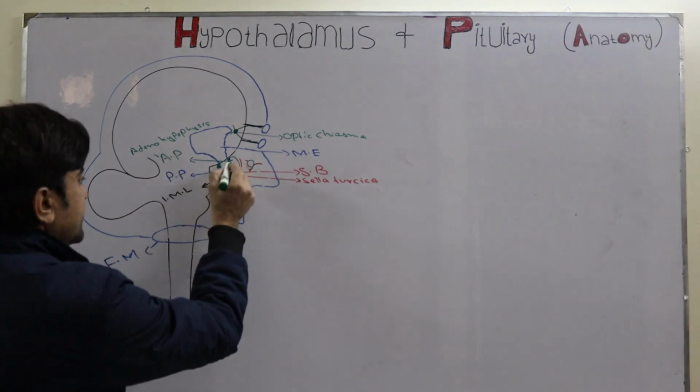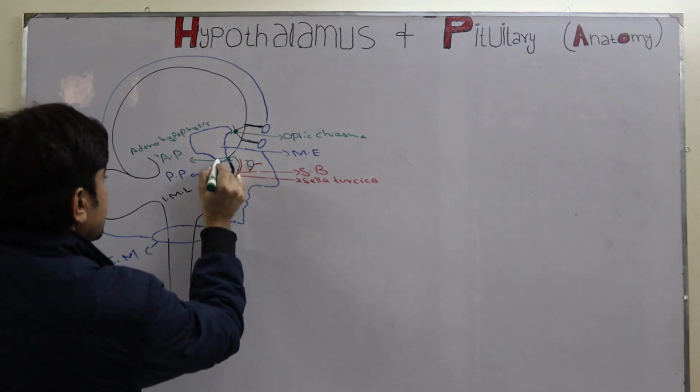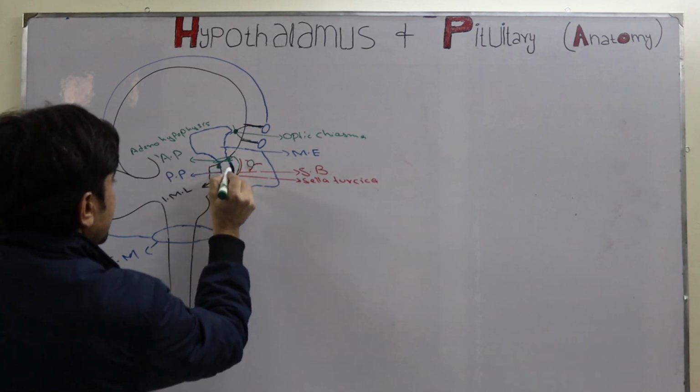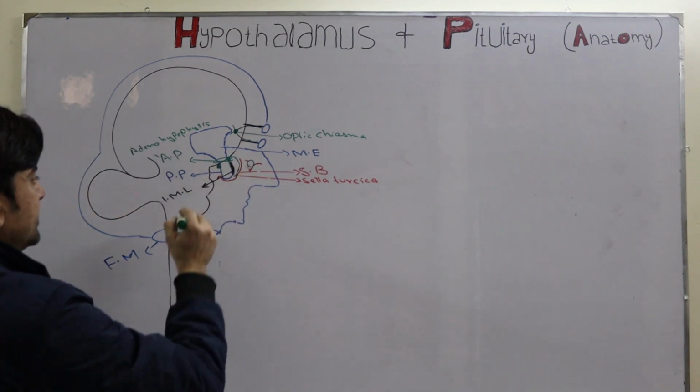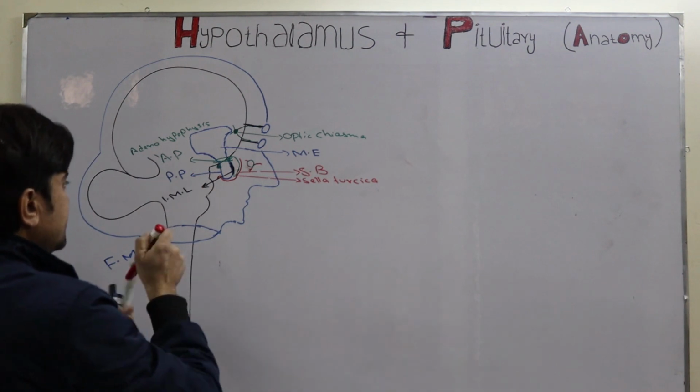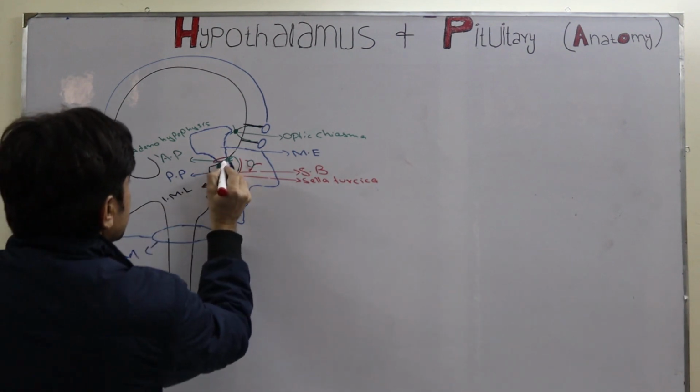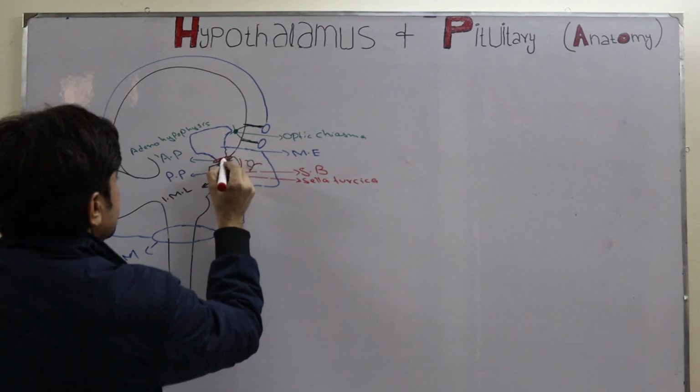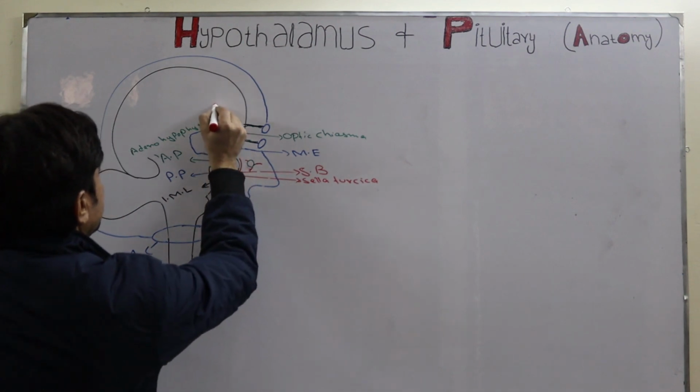Now, this stalk-like connection, through which hypothalamus and pituitary gland are connected with each other, this stalk-like structure is called infundibulum.